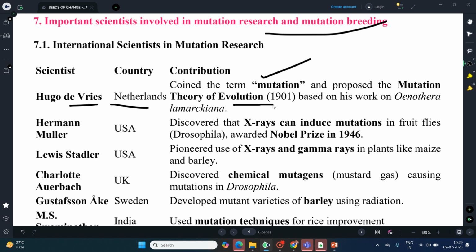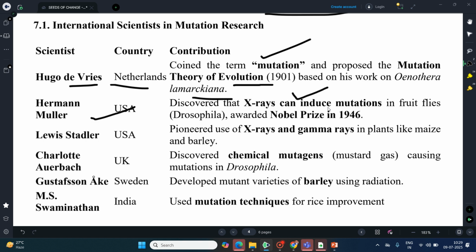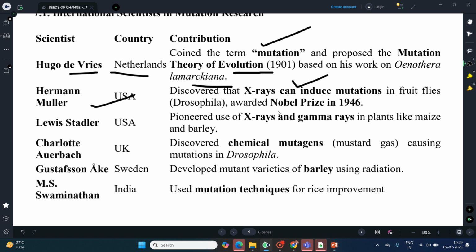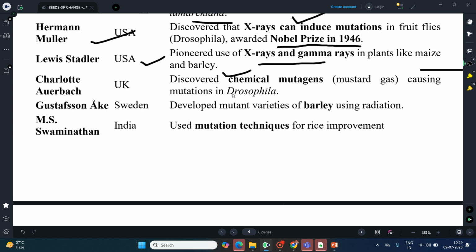Based on his work on Oenothera lamarckiana. And Hermann Muller from USA discovered that X-rays can induce mutation in fruit flies like Drosophila, and was awarded the Nobel Prize in 1946. Lewis Stadler from USA pioneered the use of X-rays and gamma rays in plants like maize and barley. And Charlotte Auerbach from UK discovered chemical mutagens, mustard gas causing mutation in Drosophila.